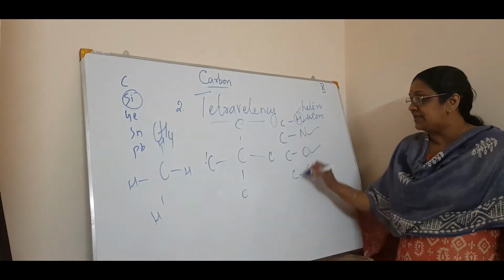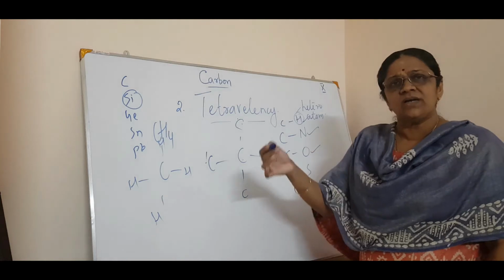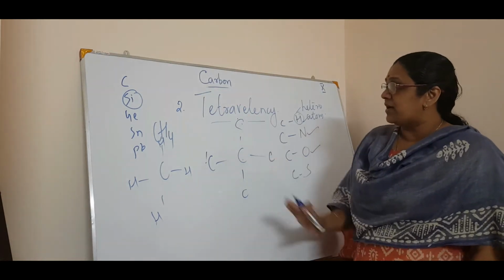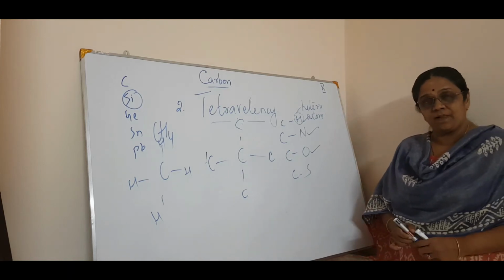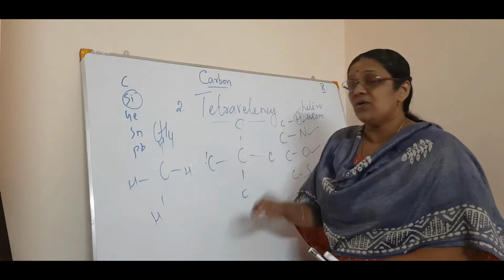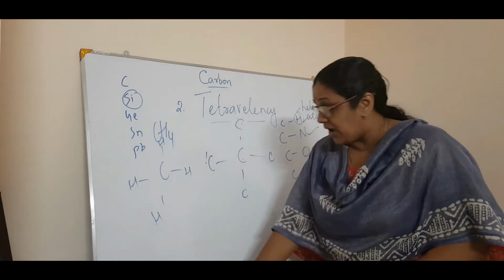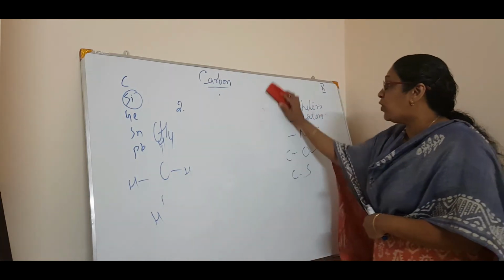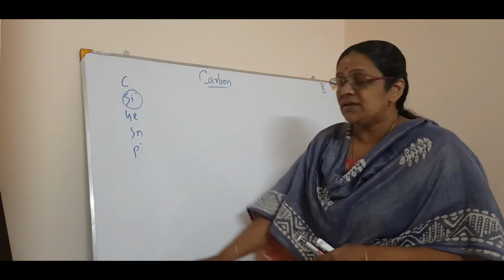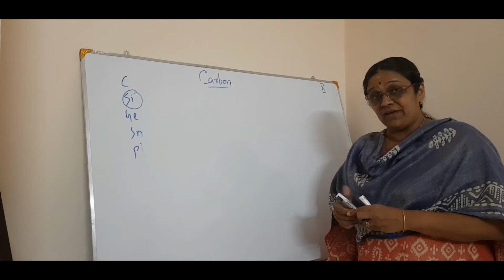See the versatility, almost all elements it can make bonds with. So that is why it is called tetravalency. So the first was catenation and the second was tetravalency. Now the third is small size. What is it? Small size. Carbon has a very, very small size.